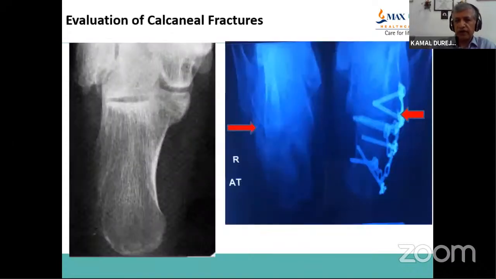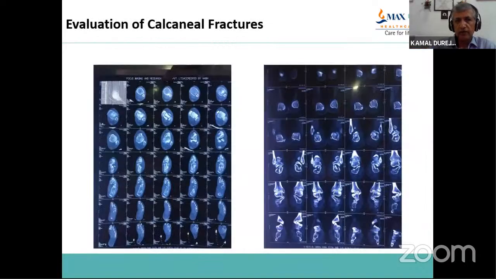So to illustrate, here on your right side is a case of calcaneal fracture which has been fixed internally, and you can see that by doing an internal fixation, the heel width has been restored to normal. While on the left side, in a patient with bilateral calcaneal fracture, you can see a broadened heel in the axial view. So this kind of information is obtained on the axial or Harris views of the calcaneus.